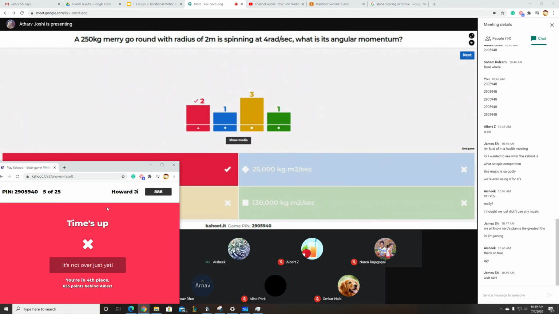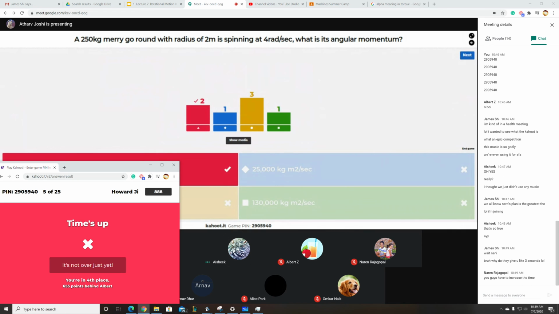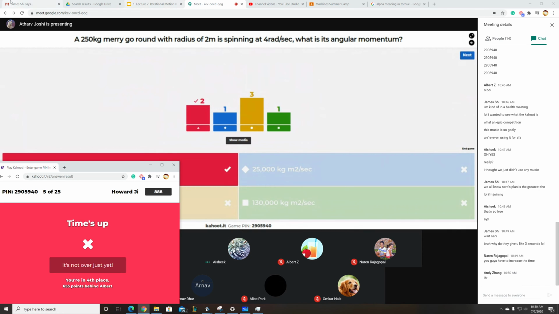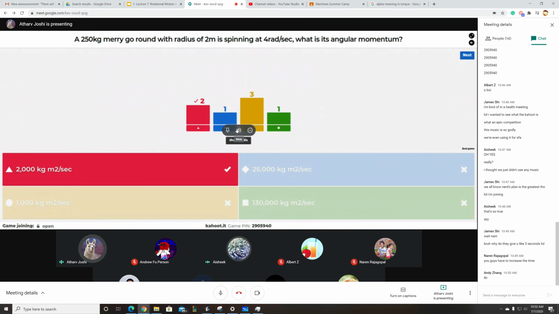Okay, so just to be clear, it's very simple. You just multiply all three numbers. That's all you have to do. Yeah, that's basically it. Because angular momentum is mass times radius times velocity, right?